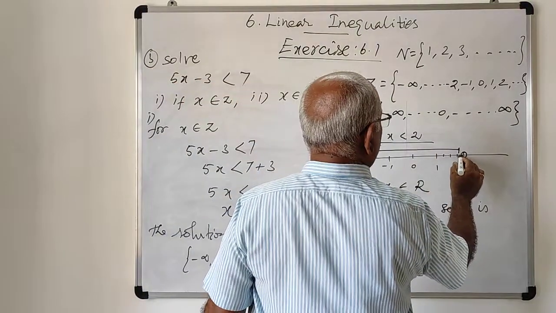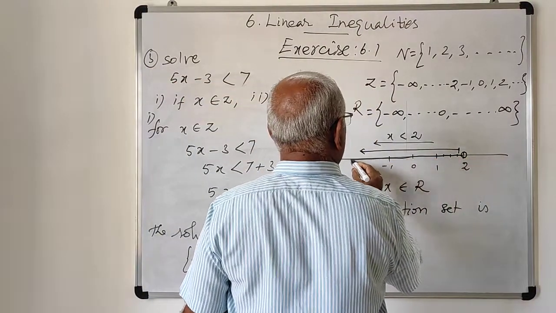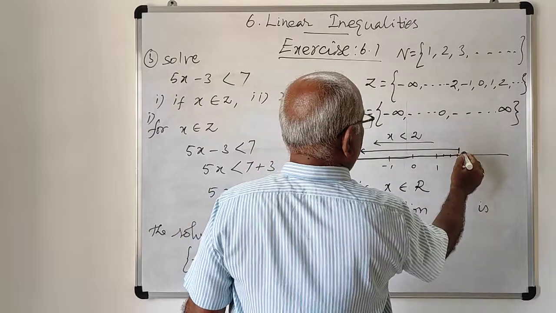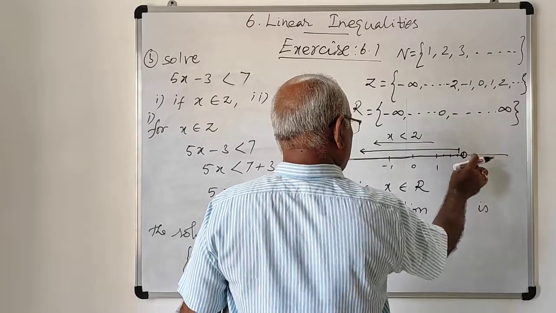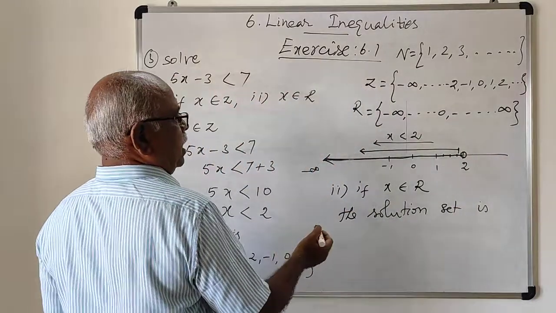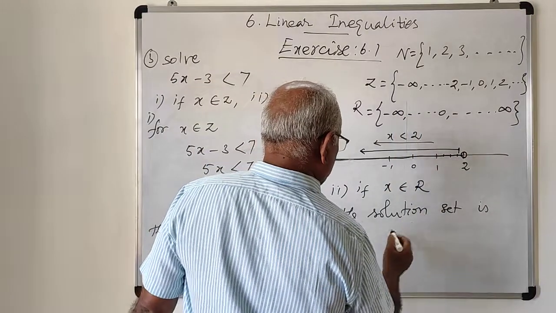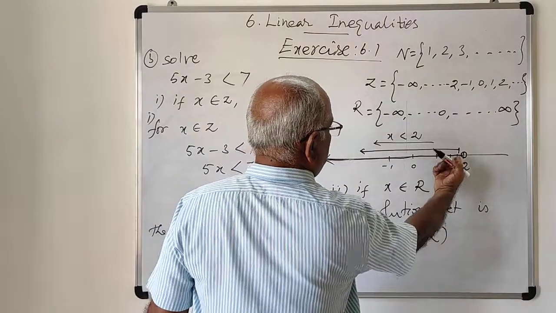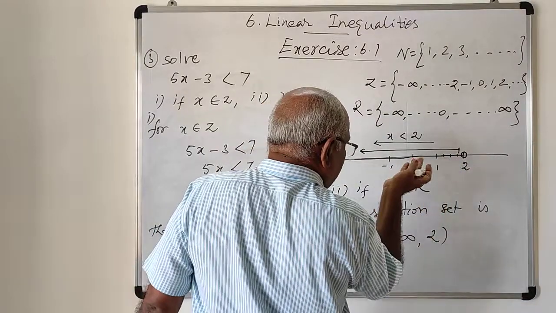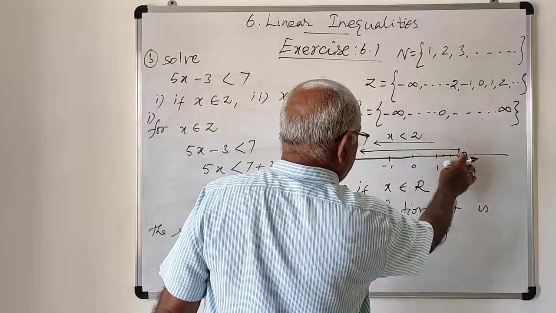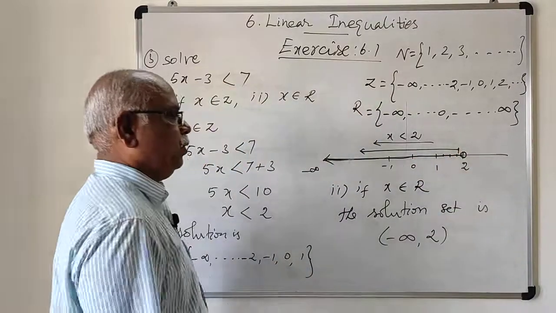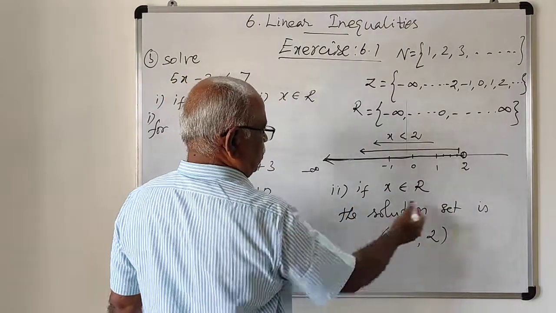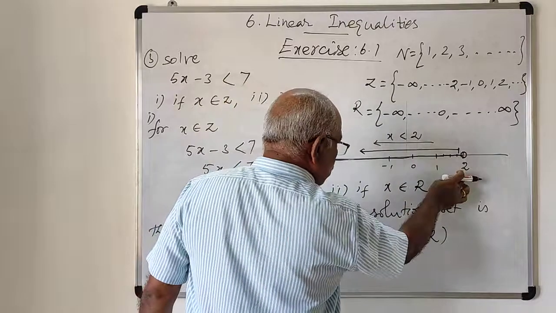The except 2. Like that. You eliminate 2 only. That is, the solution set is up to 2. So, the solution set is minus infinity to 2 open interval. Open interval means 2 is not included in the interval, but next to 2, 1.99 up to 1.999 is the solution because it is also a real number. Therefore, if x belongs to the set of R, the solution set is minus infinity to 2 open.